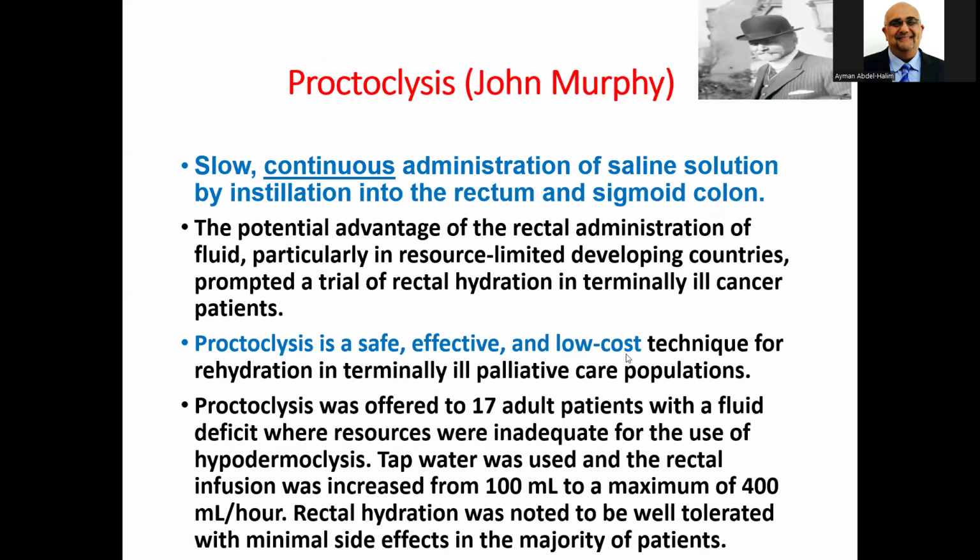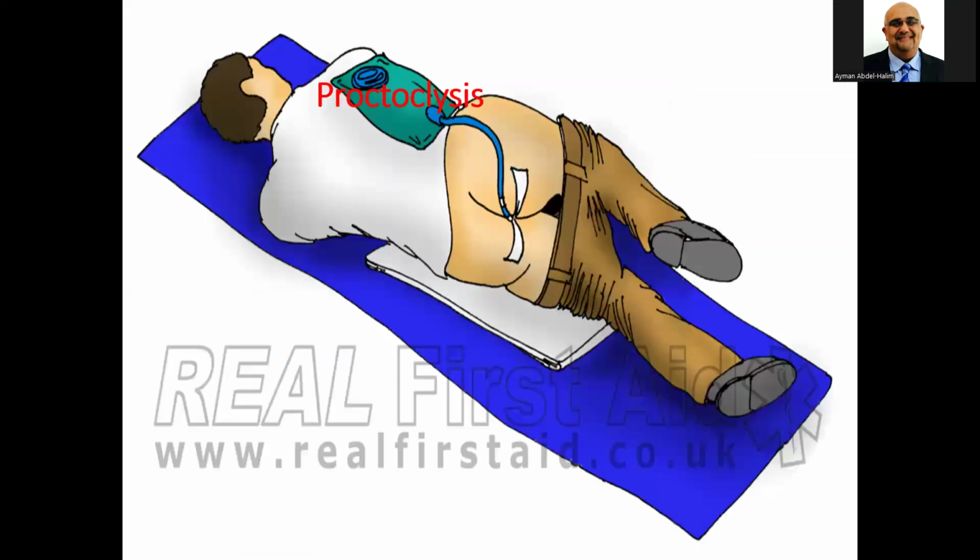Another method that is used is called proctoclysis, invented by Dr. John Murphy. Proctoclysis is a slow, continuous administration of saline solution instillation into the rectum and the sigmoid colon. The nice thing about this method is it's so cheap, and it could be done anywhere, at home. It's very simple to administer, and this could basically replenish the patient's fluid needs.